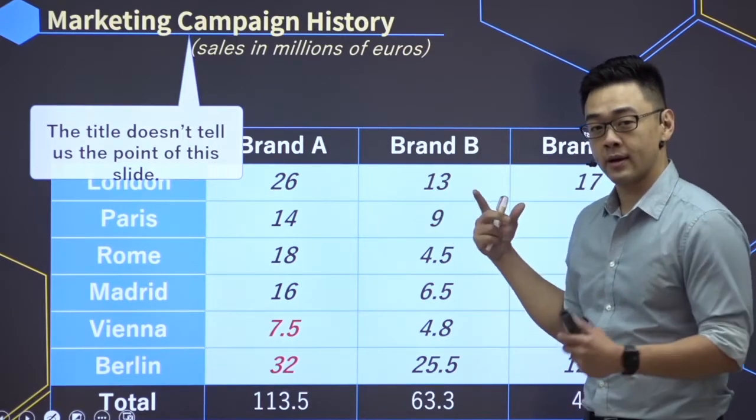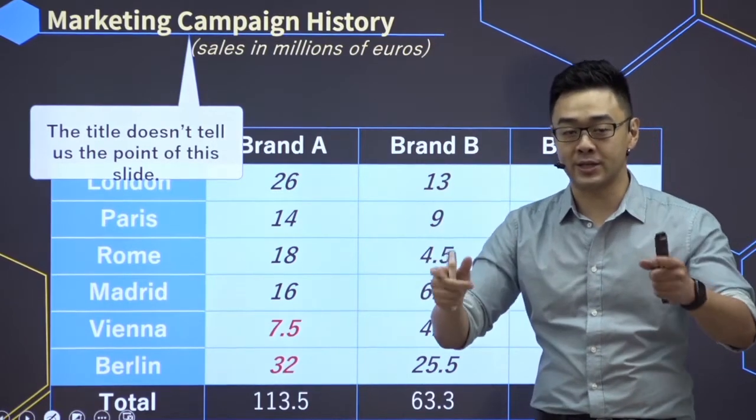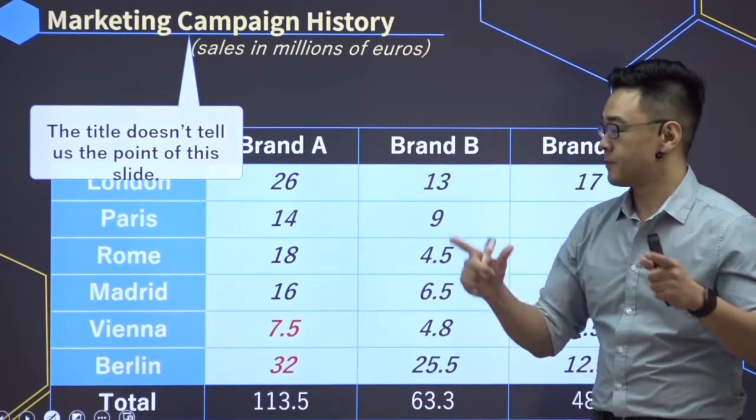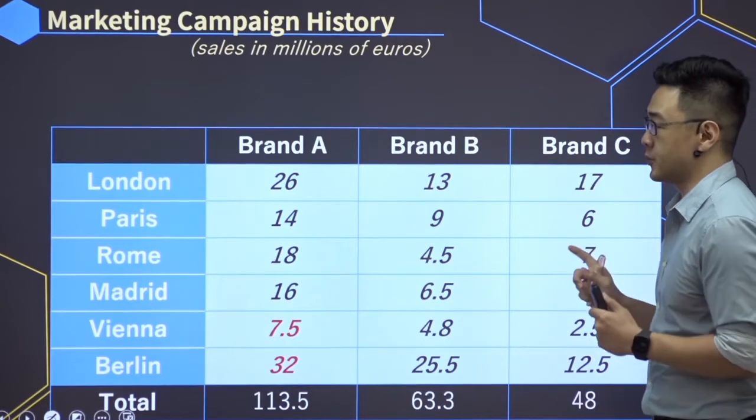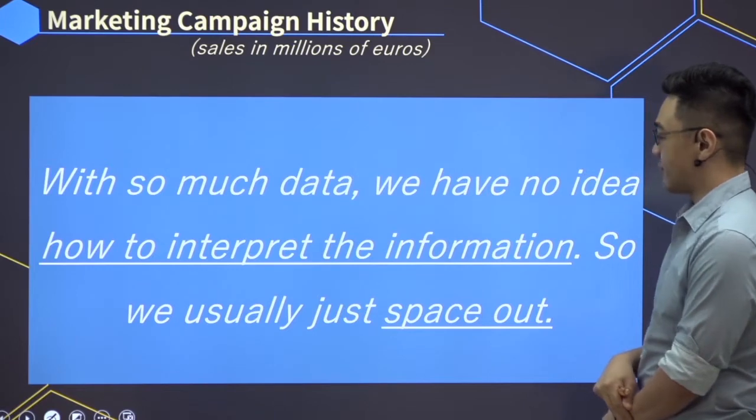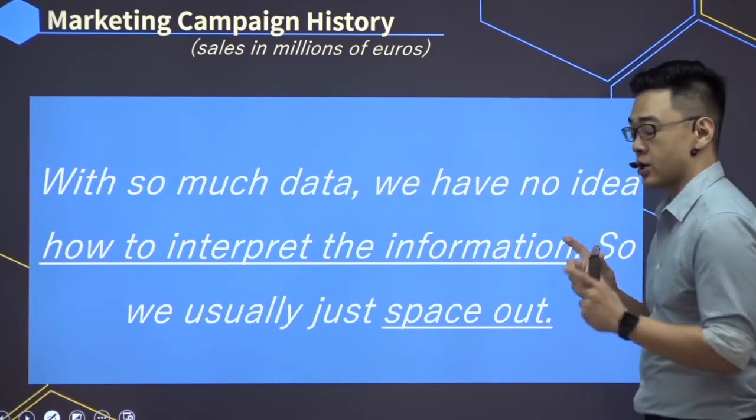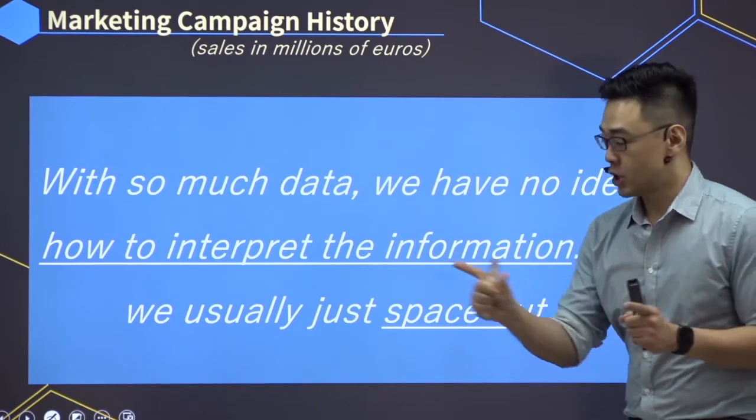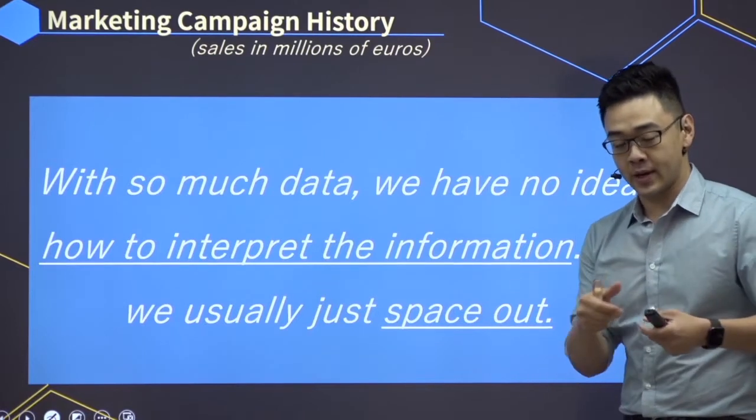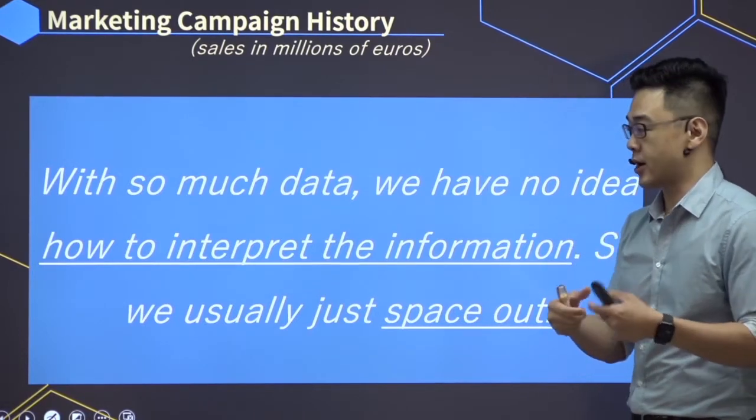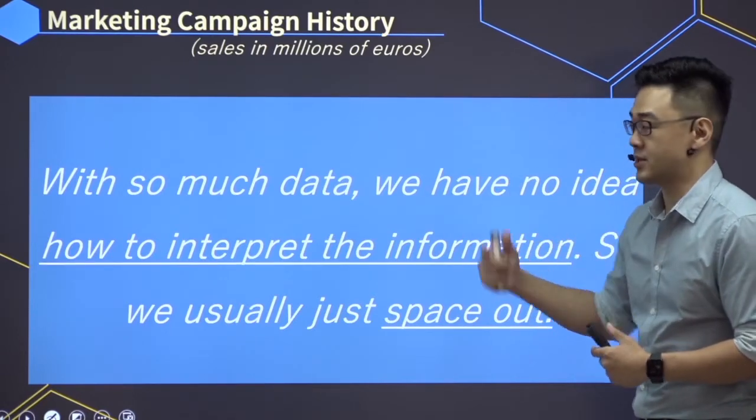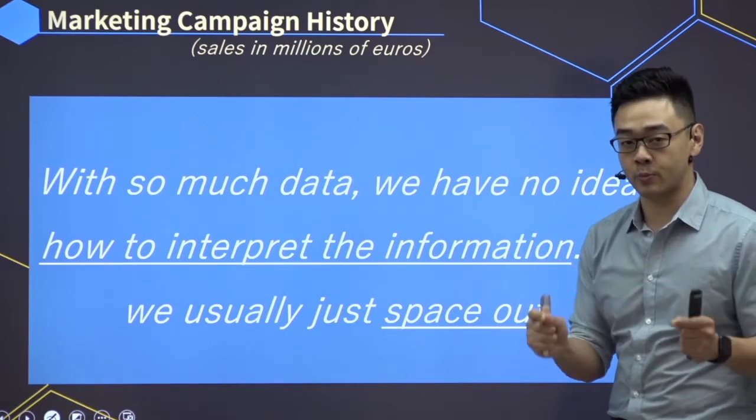So, okay, that's called data dumping. You dump information that is not relevant, that has no meaning to your audience. So, what would happen if you do this? This is what would happen. With so much data, we have no idea how to interpret the information. So oftentimes, as the audience, you would usually just space out. You would start taking out your phone and checking your emails or talking to your colleague to see what's going on back in the office. And you would not pay attention to this presentation because you don't know how to interpret the information.